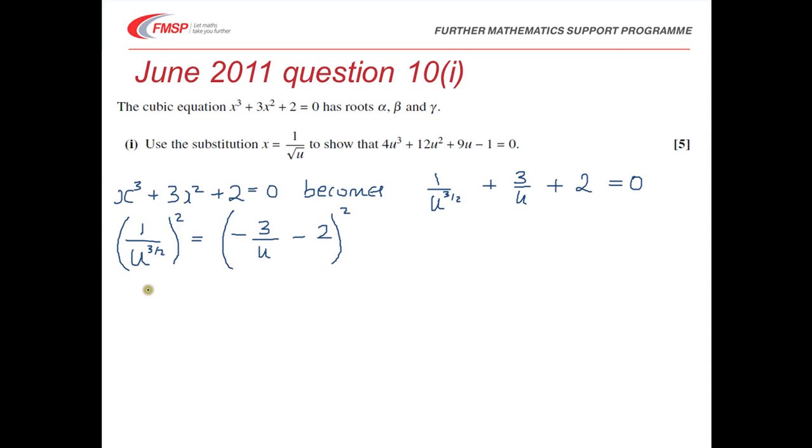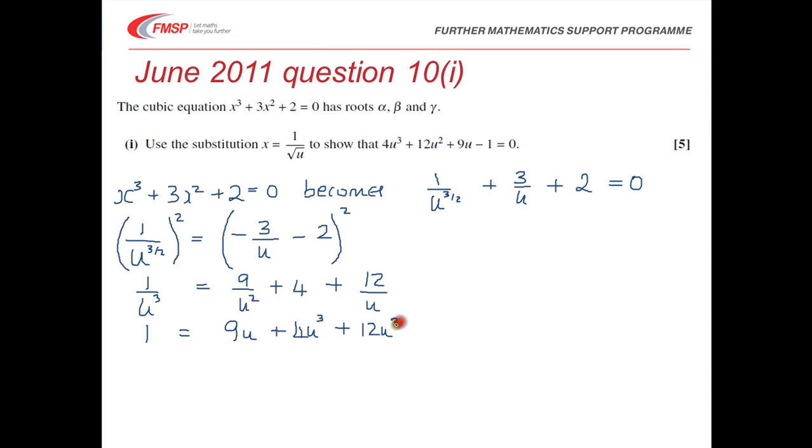So we're going to get 1 over u cubed when we square this. And when we square this, we're going to get 9 over u squared. When we square the first term, we square the minus 2, we'll get plus 4, and then we take twice the product, which is going to be 12 over u. And now what I can do is multiply the entire equation by u cubed. So I'll get 1 equals 9u plus 4u cubed plus 12u squared.